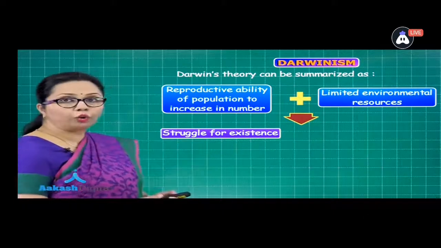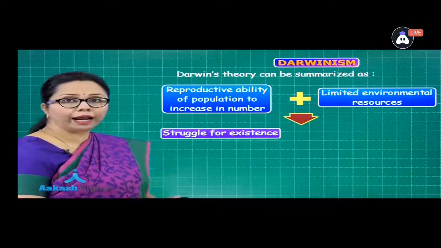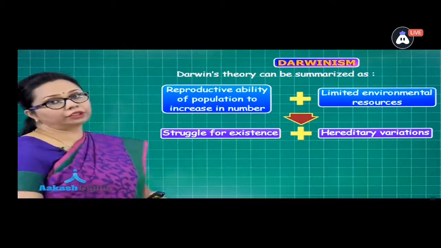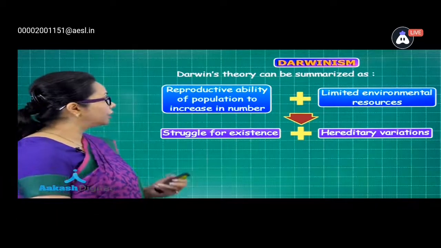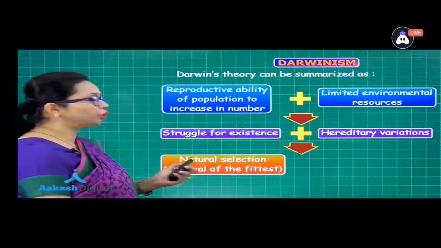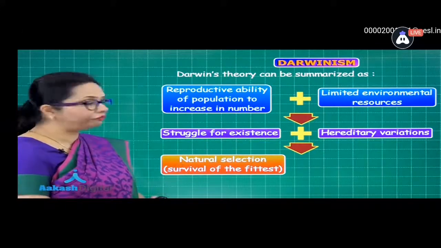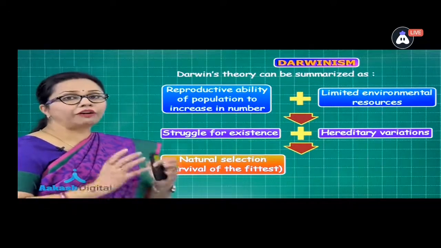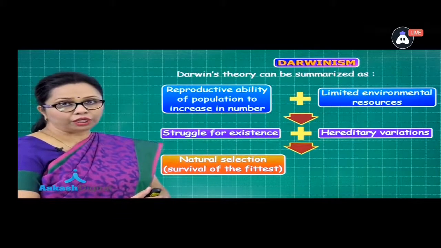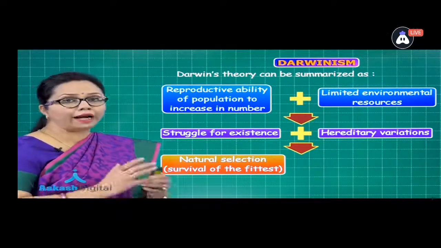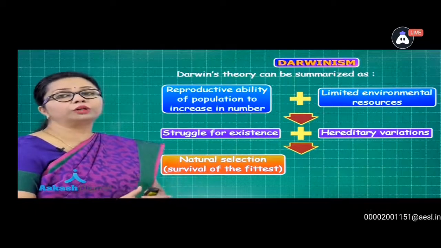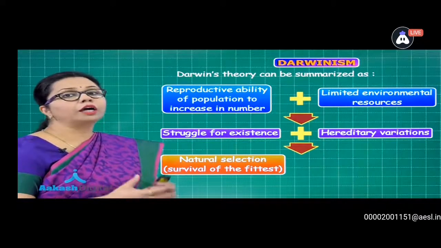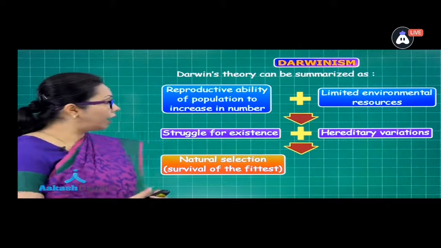And while these struggles are going on, some of the organisms are better adapted, some are not. That means there are hereditary variations there in the nature. And so this leads to natural selection, that is, of course, the survival of the fittest, although this term survival of the fittest was not used by Darwin. Darwin had only used the term natural selection. This term later was added to Darwin's theory by another naturalist, Herbert Spencer. And it was also mentioned in the later editions of his book, but that was not Darwin's work.